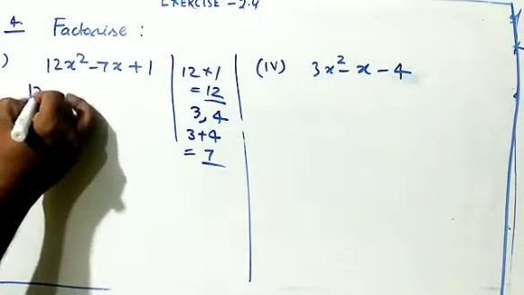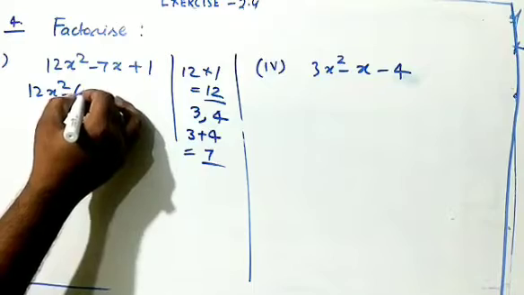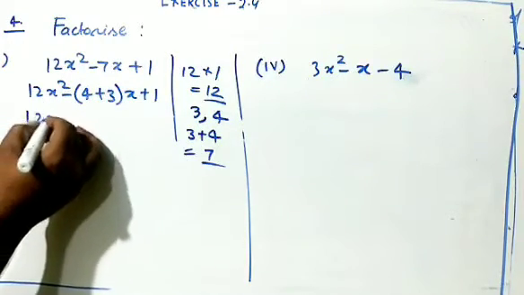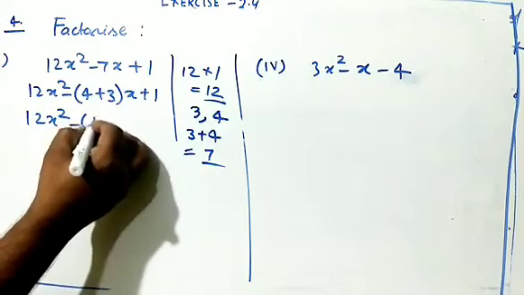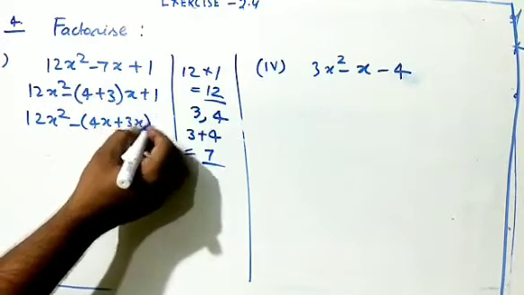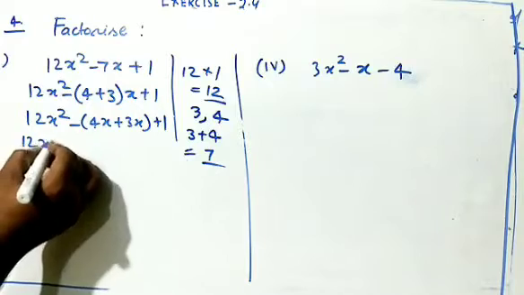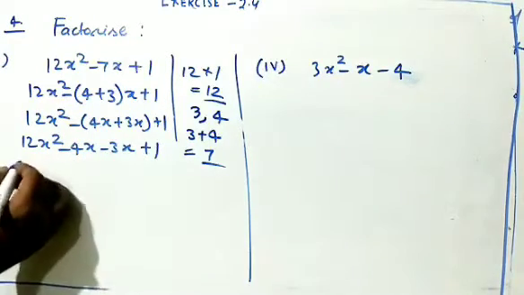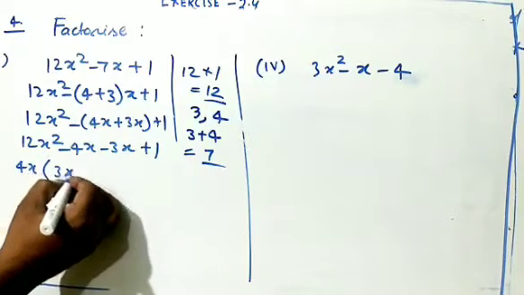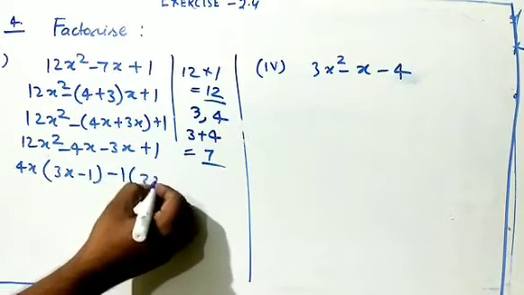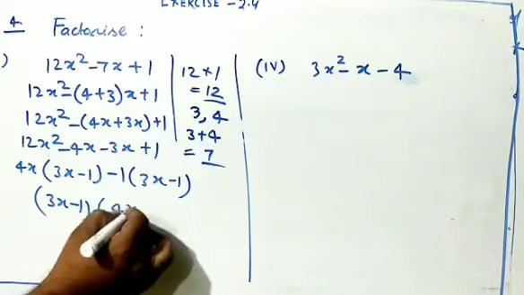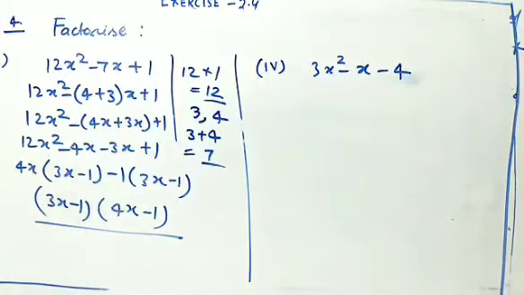Okay, so write down 12x square minus 4x plus 3x plus 1. Okay, 12x square, open the bracket, minus 4x minus 3x plus 1. 4x is common, it is 3x minus 1, minus 1 is common, 3x minus 1. 3x minus 1 is common, and remaining is 4x minus 1. So this will be the factors of this equation.